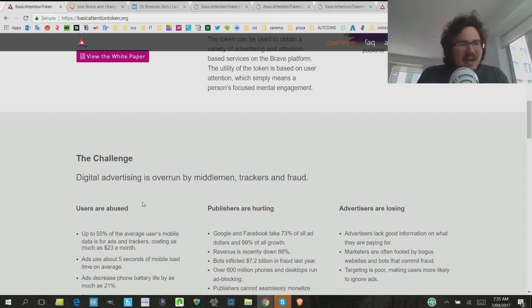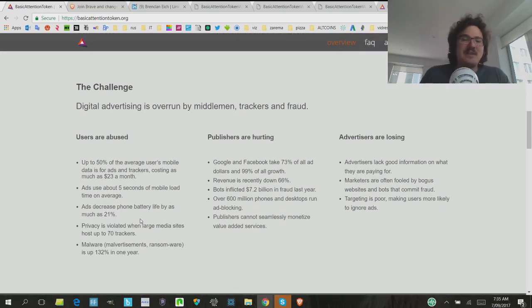But the online advertising industry is much worse than I ever imagined it to be. I always knew it was terrible, but yeah, it's really bad. Everybody gets screwed in the online advertising industry. The users are screwed. Not only do you have to pay for your data, right? So much of your mobile phone data goes to actually just uploading ads, which is terribly annoying.